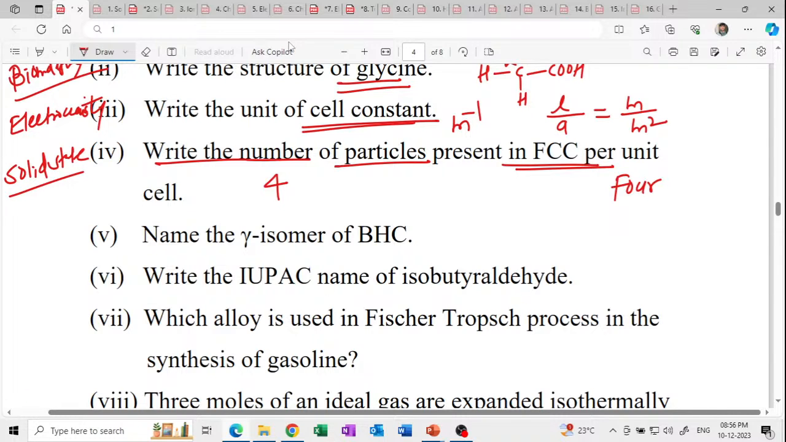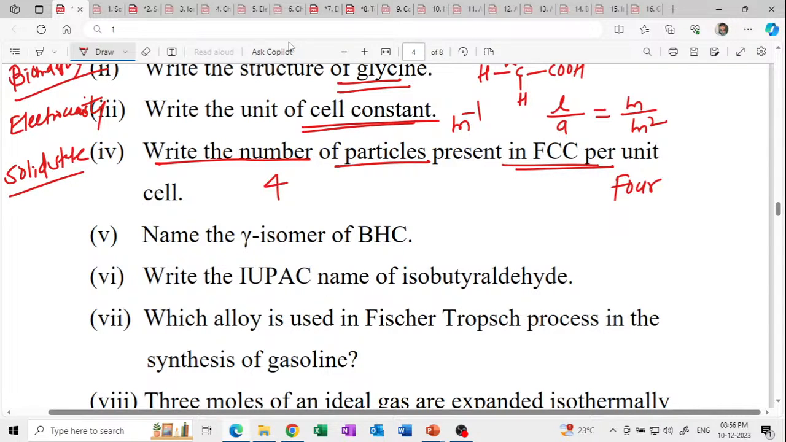Aldehydes, ketones and carboxylic acids. What is the structure? CH3, CH, C double bond OH. So this is 1, 2, 3, 4 isobutyraldehyde. The numbering should start from 1, 2 and 3. At the number 2 position there is a methyl, so it is written as 2-methyl.